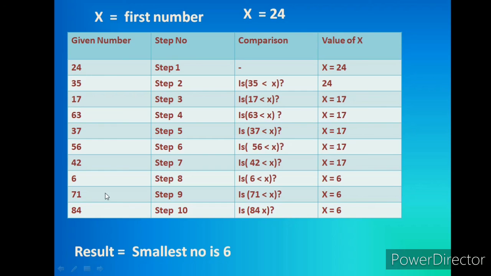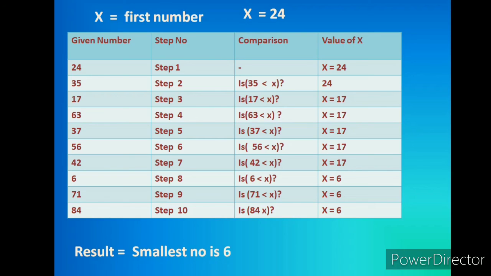Move on to the next position, that is 71. Is 71 less than x? The condition is false. That's why x will be as it is. The next position's value is 84. And here again we have to check whether 84 is less than x. The condition is false. That's why x will be as it is. We cannot change that x. And here we are getting x is equal to 6. That is the smallest element in the list.